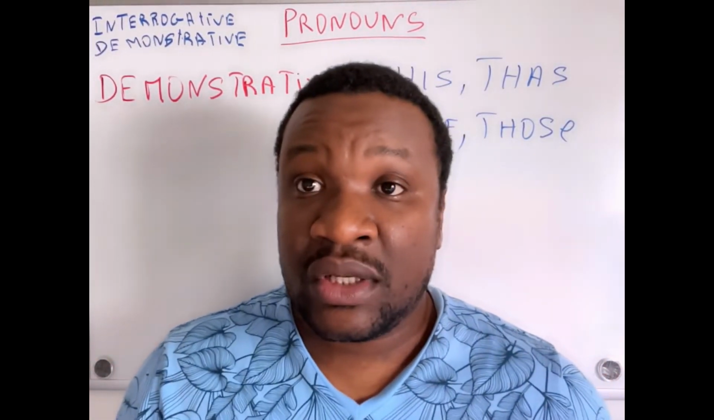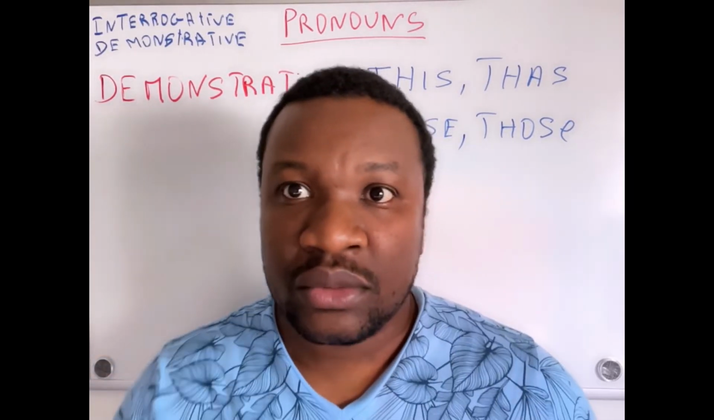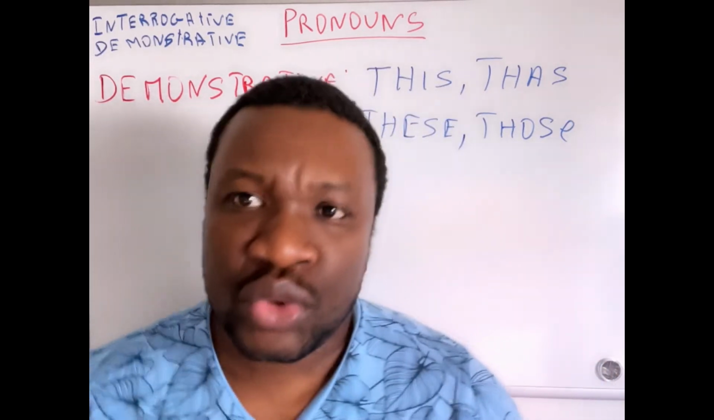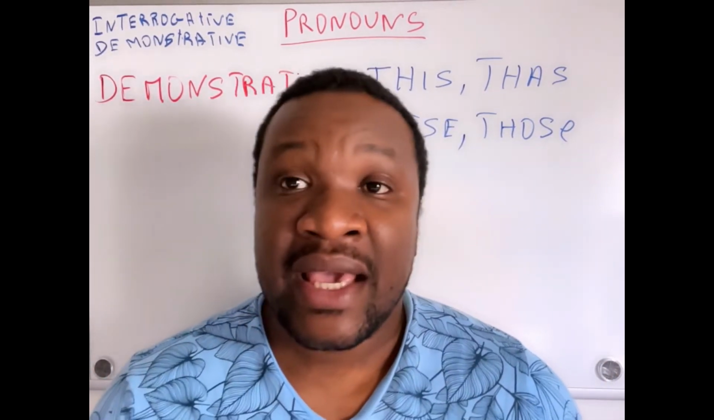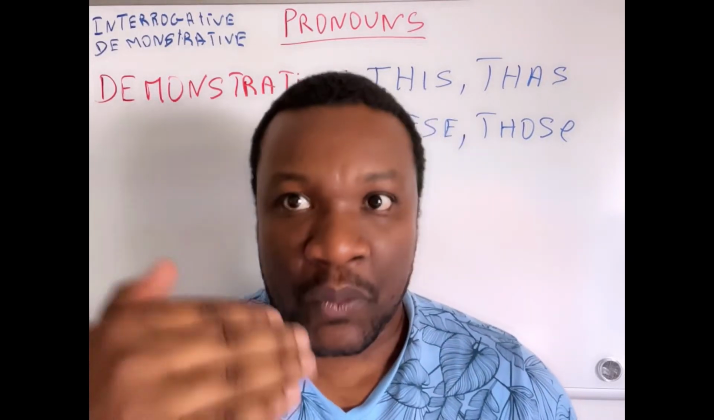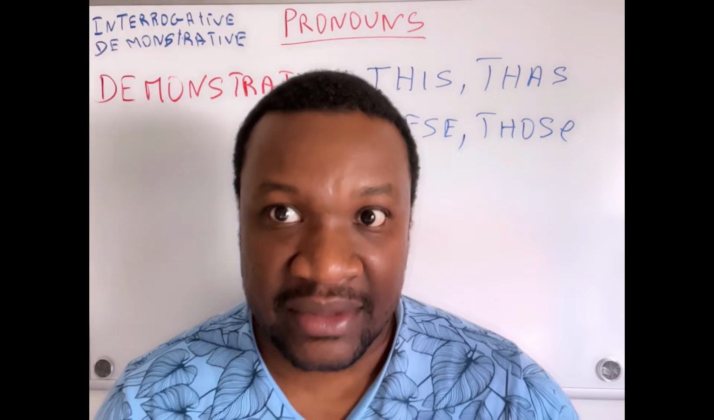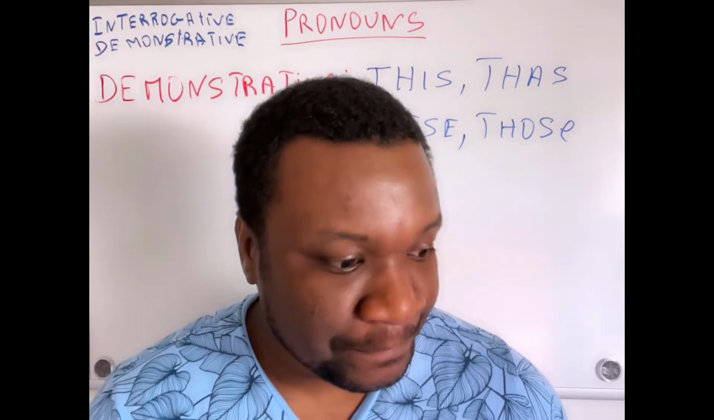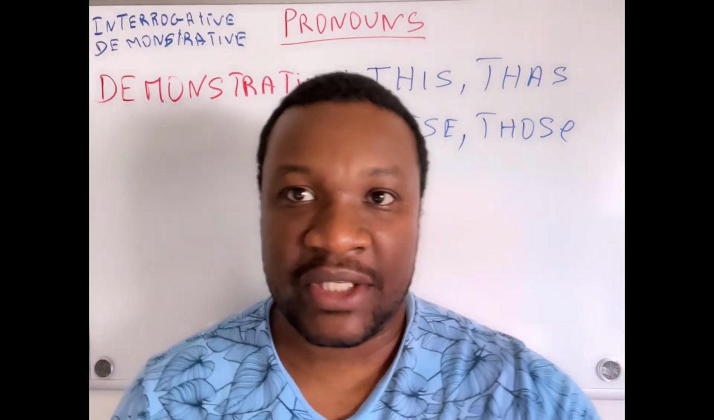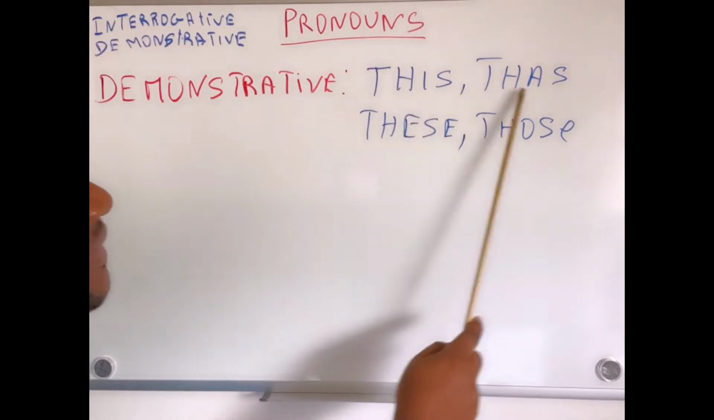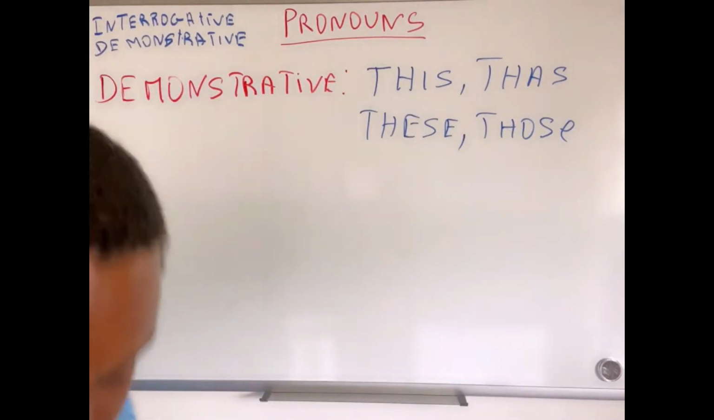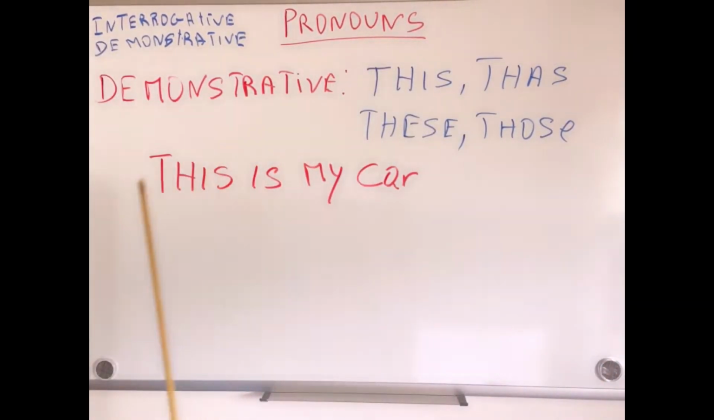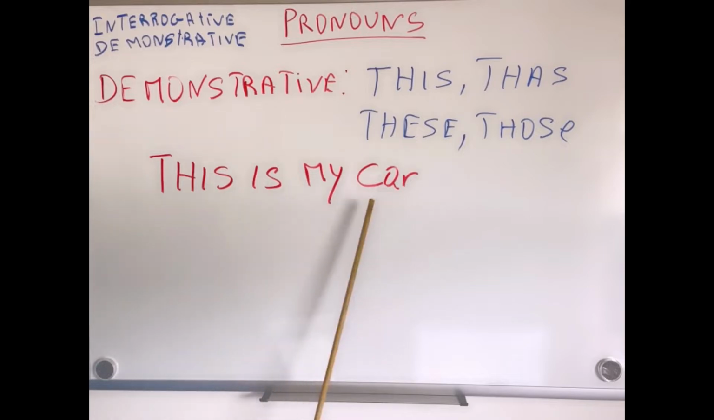Demonstrative pronouns are words you use to demonstrate something. They are words you use to show something to someone or to talk about a specific thing. As the word says, demonstrative, it's to show something, to demonstrate something. They are this, that, these, and those. I'm going to put an example on the board for you. This is my car.